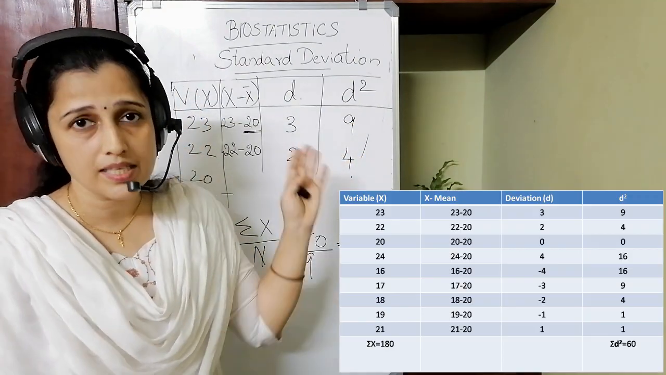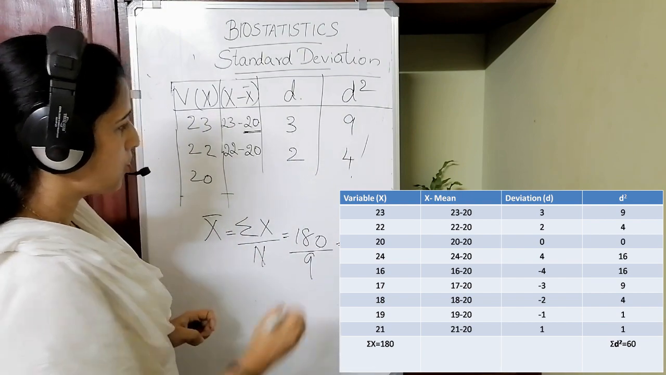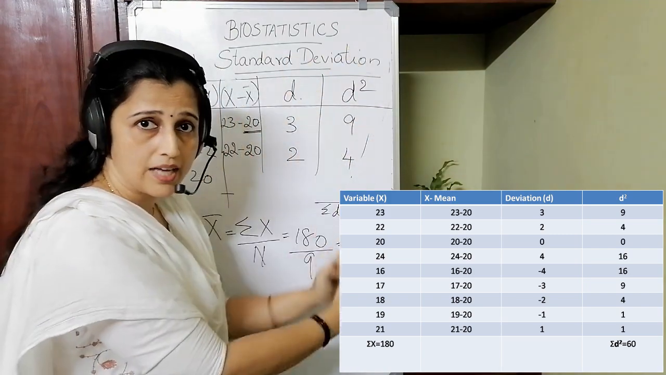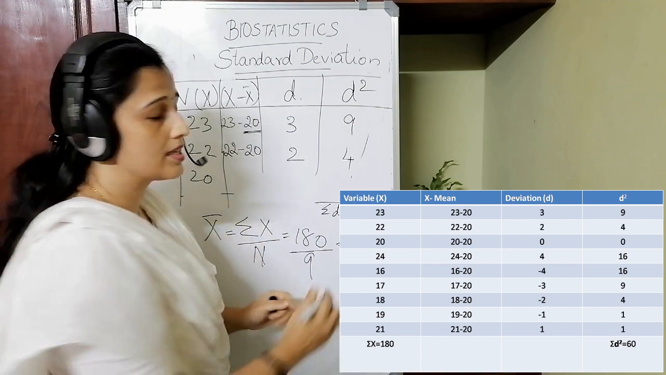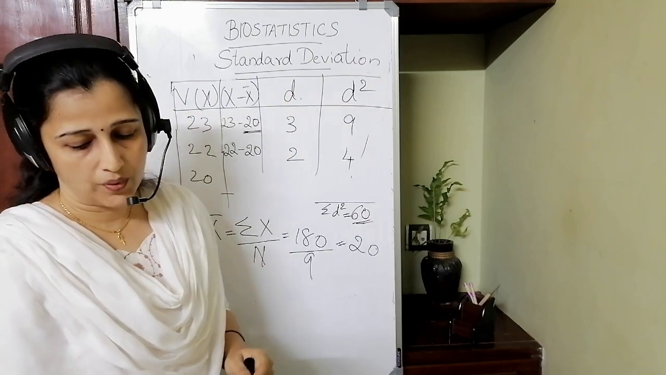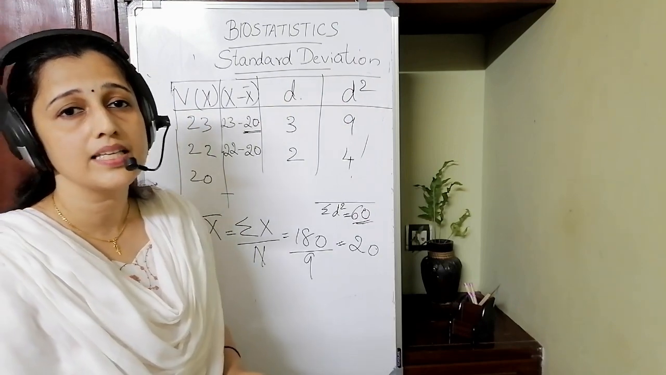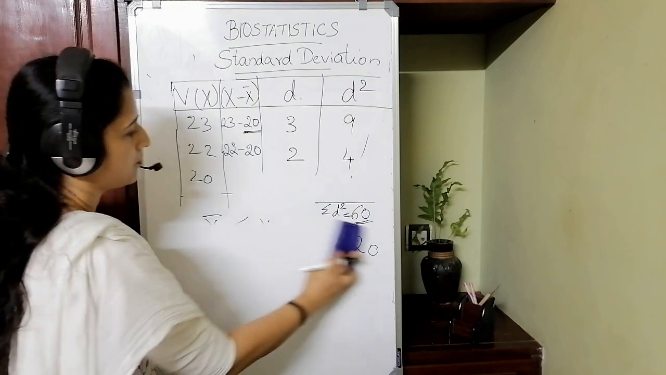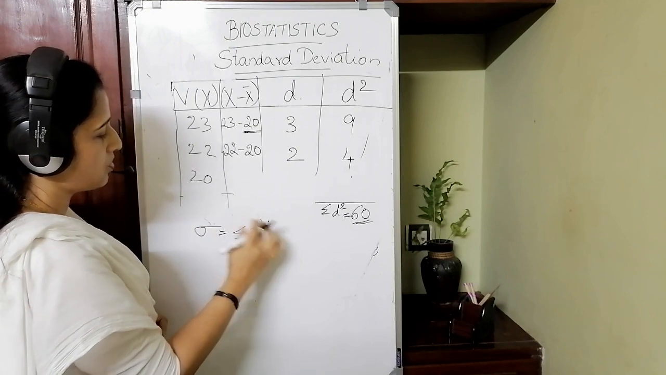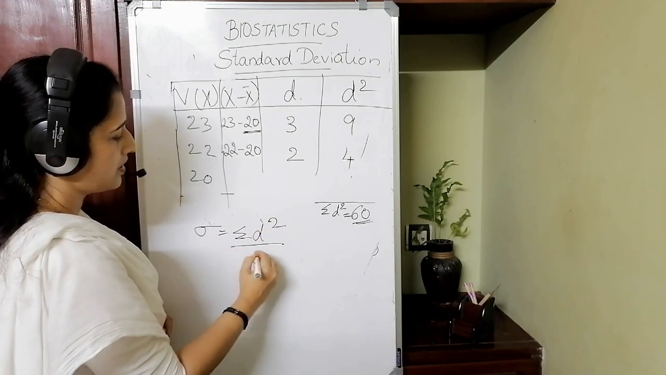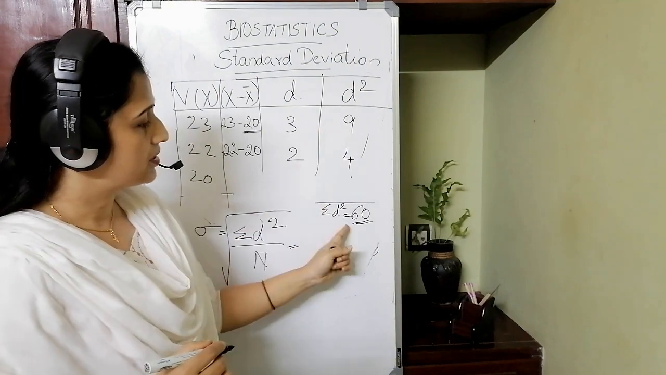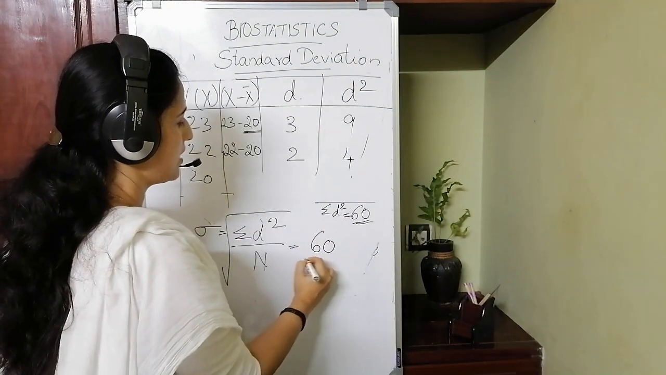And likewise we have to complete this table, and sigma d square. For sigma d square, you have to add up all the values which come in this column. That is sigma d square is equal to 16. And then you have to apply the equation, that is standard deviation, or sigma, is equal to the square root of sigma d square divided by n, that is equal to the square root of this, 60 divided by n.